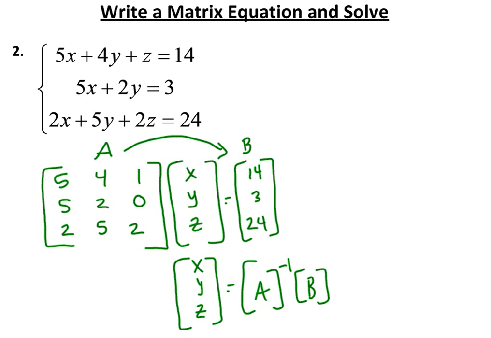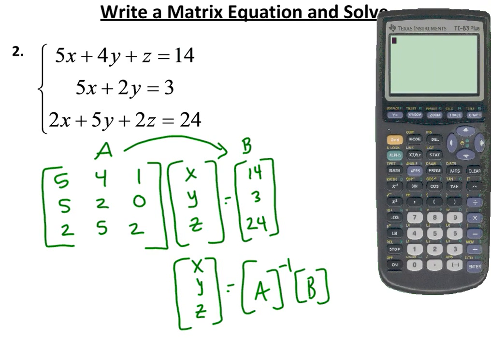After you have that typed in, it should be fairly simple. We're just going to go on our home screen and do matrix A inverse times matrix B. Okay, and I've already typed those in. So we get an answer of -1, 4, 3. So I know that x is -1, y is 4, and z is 3. But again, I know my answer should be written as an ordered triple, so I'm just going to write -1, 4, 3.